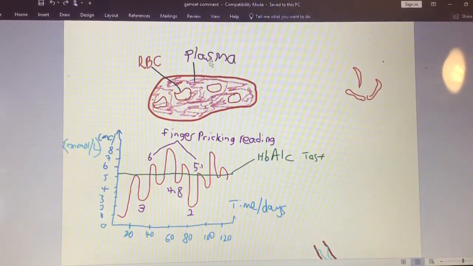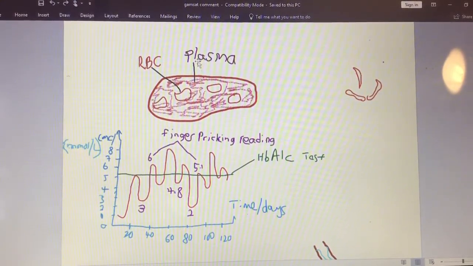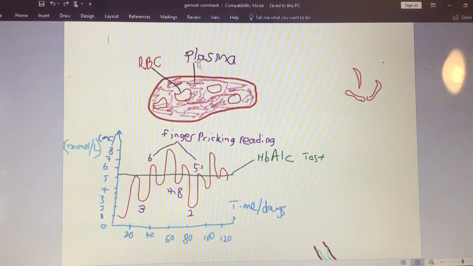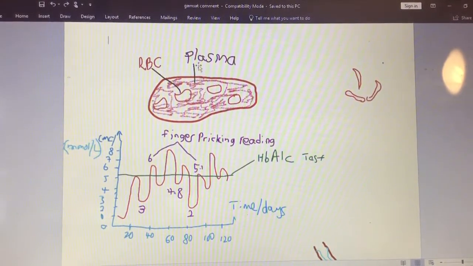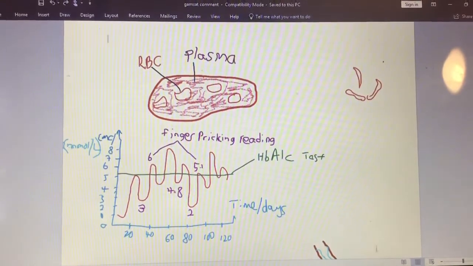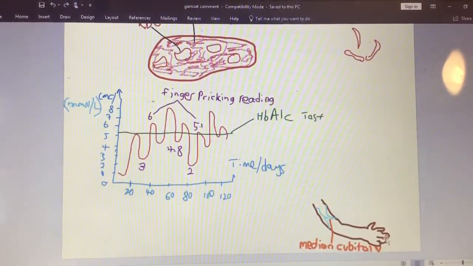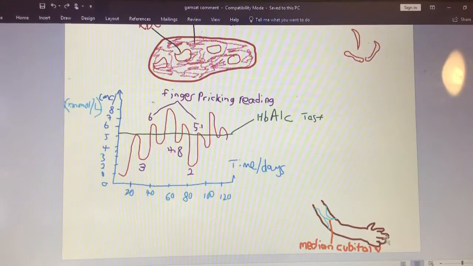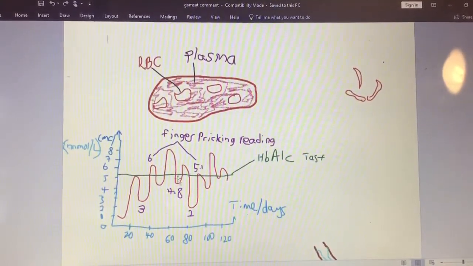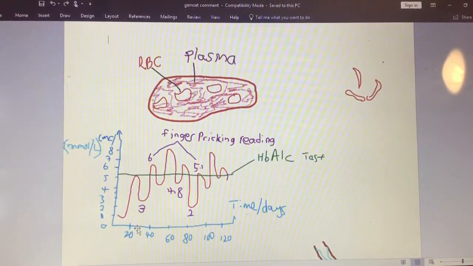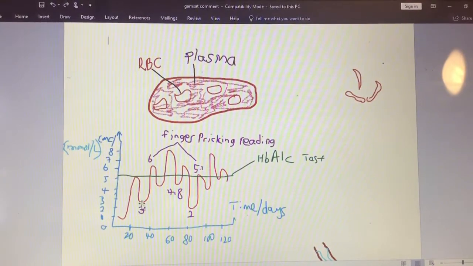But with the plasma, it determines the blood glucose level. When it's any sample that you take that's a plasma, you normally prick the finger. Let's say you prick the middle finger here. You do get exactly, when you take it, let's say in day 30, you do get day 30 reading.